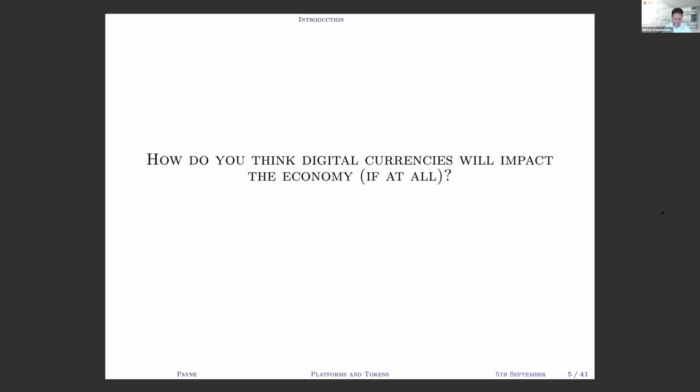Who else has some thoughts on this? Yeah, so this is Kaushik here. So I think digital currency, in a way, there are different ways of looking into digital currency, right? Sure. One way you say. Are you on mute? I can't hear you anymore.